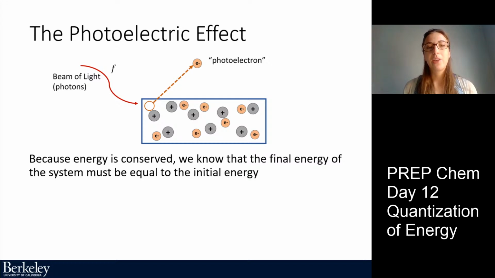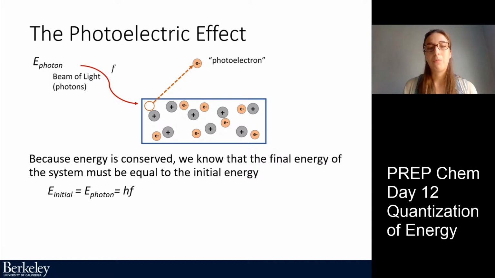Okay. So we can also break down the photoelectric effect in terms of energy. Because energy is conserved, we know that the final energy of the system must be equal to the initial energy. The initial energy is just the energy of our stream of photons. So we can write the following equation. Your initial energy equals the energy of your photon stream, and that, as we discussed before, is just equal to Planck's constant times the frequency of your photons.